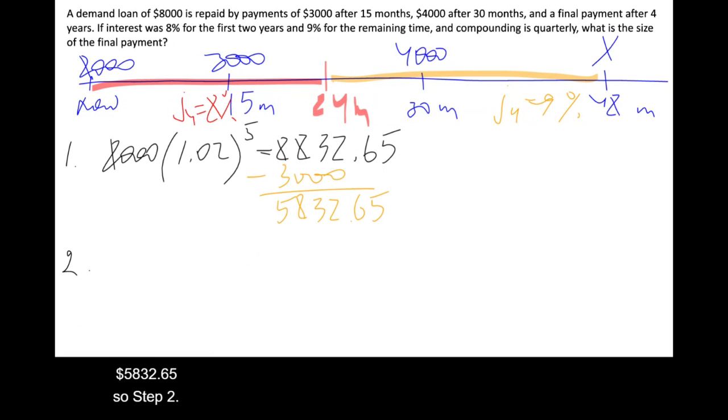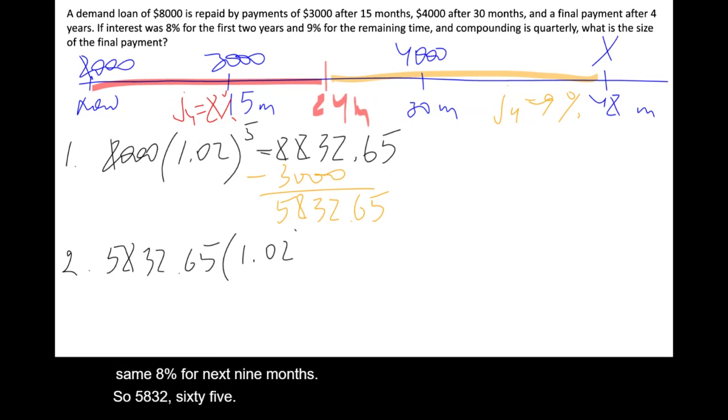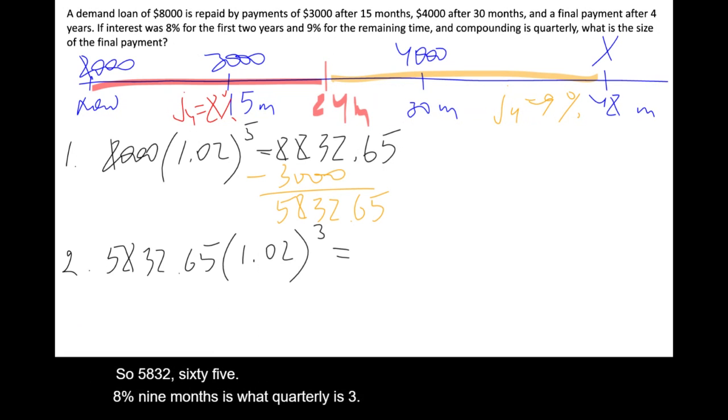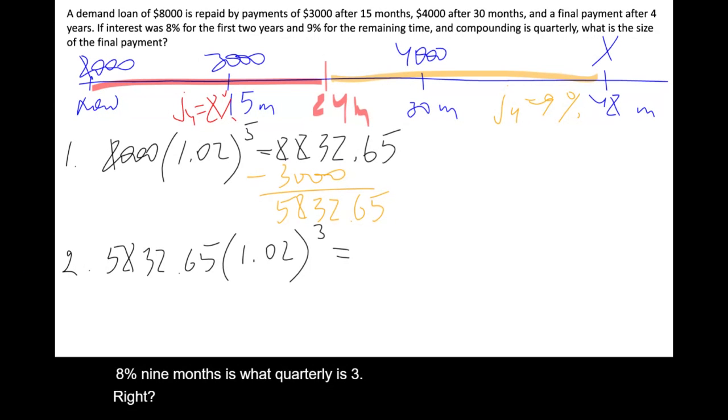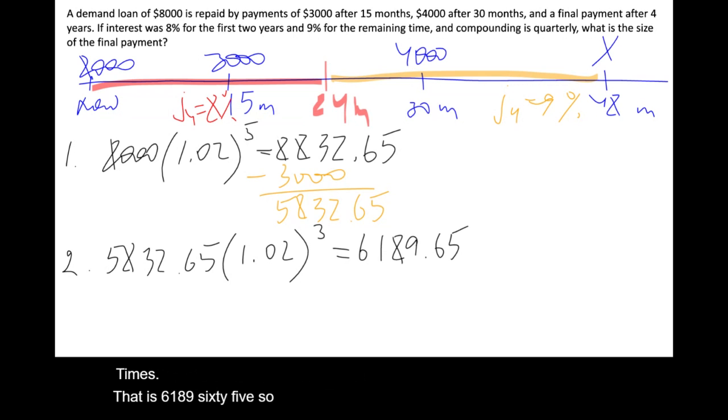Step 2, I have same 8% for next 9 months. So 5,832.65, 8%. 9 months is what? Quarterly is 3, right? Times, that is 6,189.65. So far, guys, any questions?